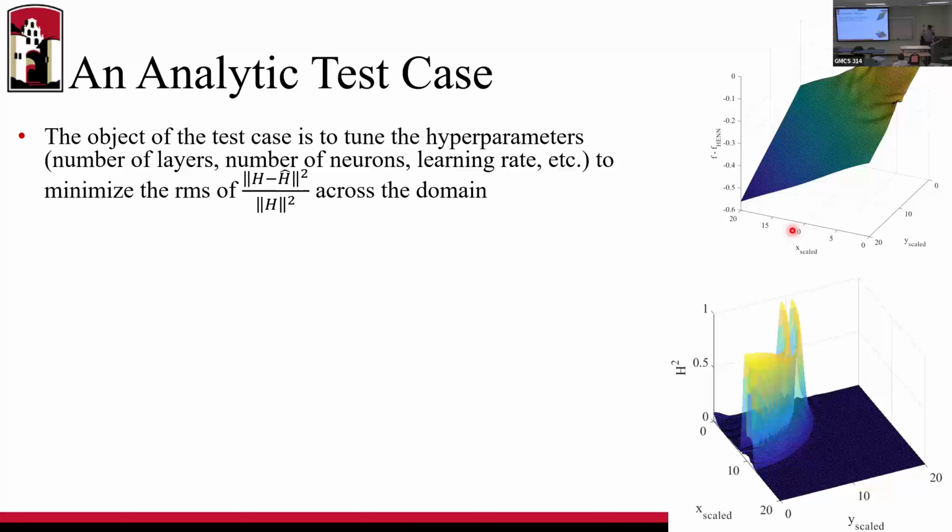Okay, so for this test case, the objective is to tune the hyperparameters, such as the number of layers, the number of neurons, the learning rate, etc., in such a way that we can minimize the RMS of the difference between the actual Hessian and the neural network Hessian divided by the actual Hessian. So here we have, for z and t equal to 0, a plot of the square of the actual Hessian, and we have a plot of the square of the difference between the actual Hessian and the neural network Hessian.